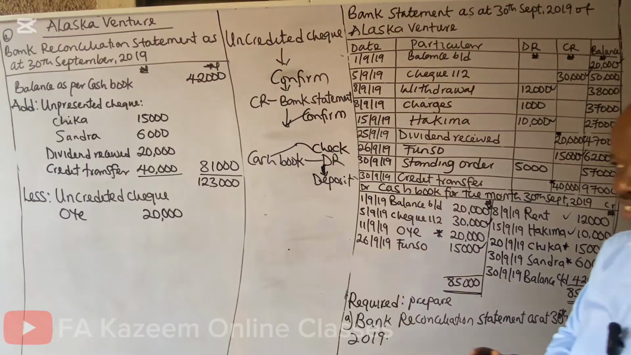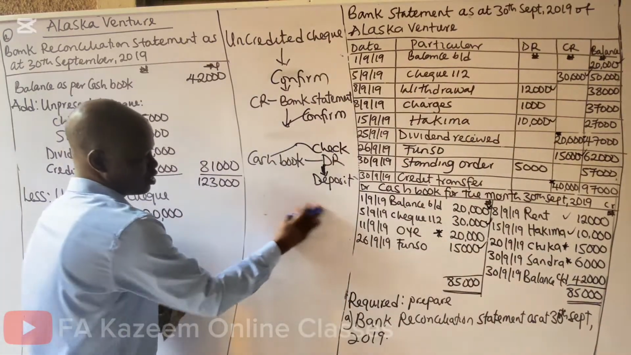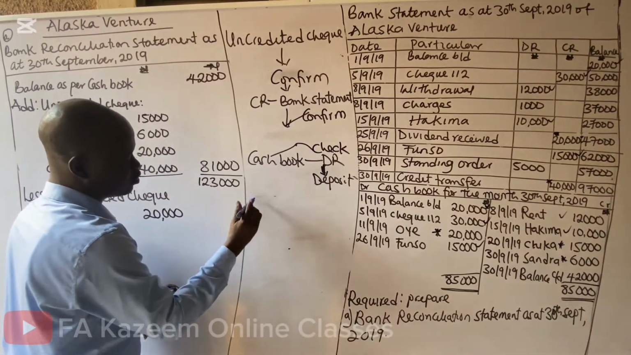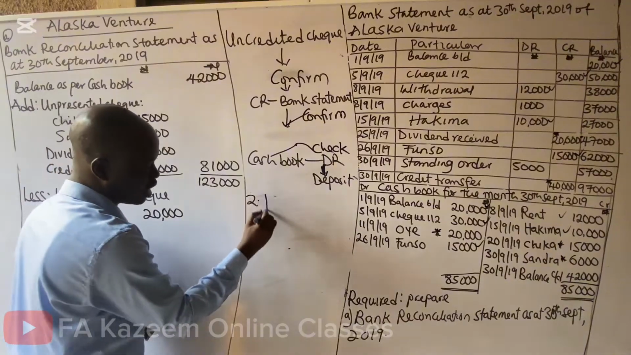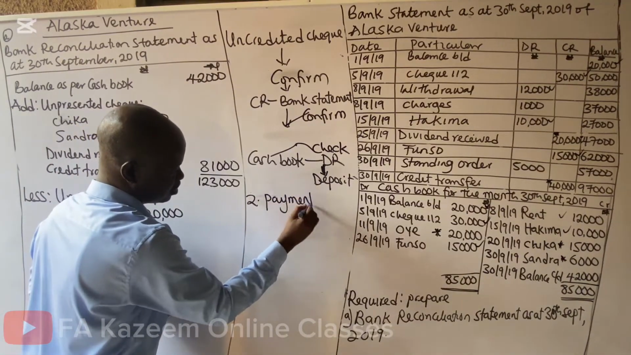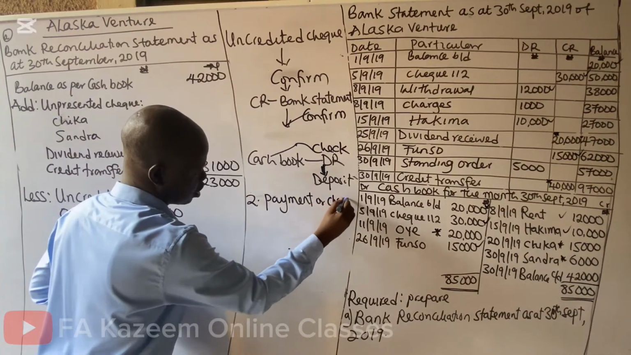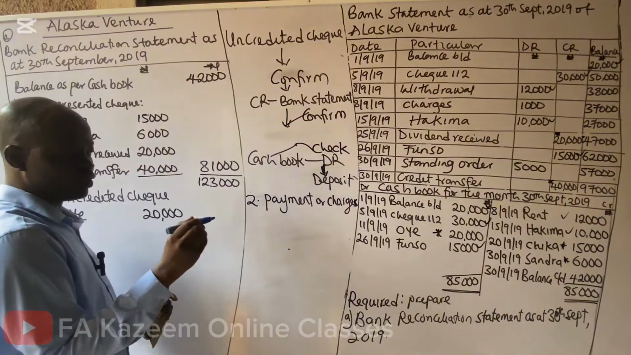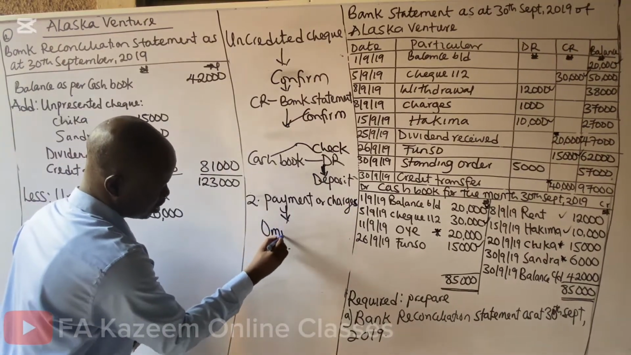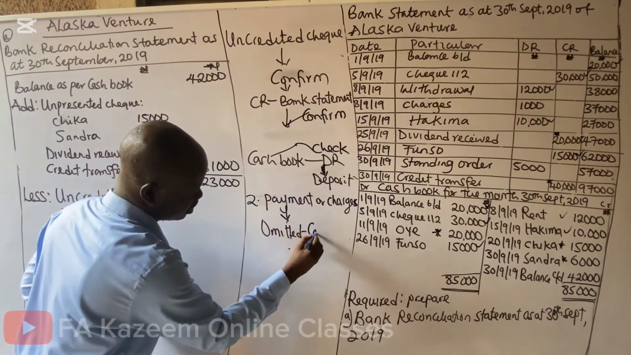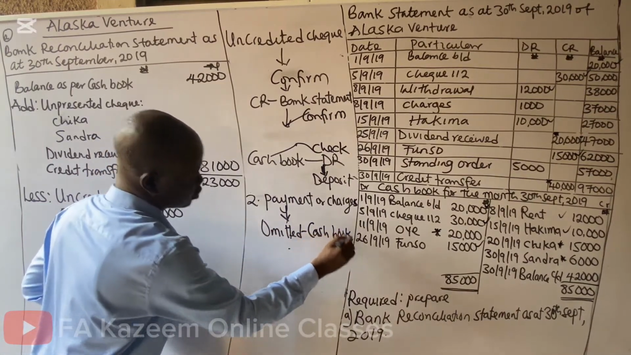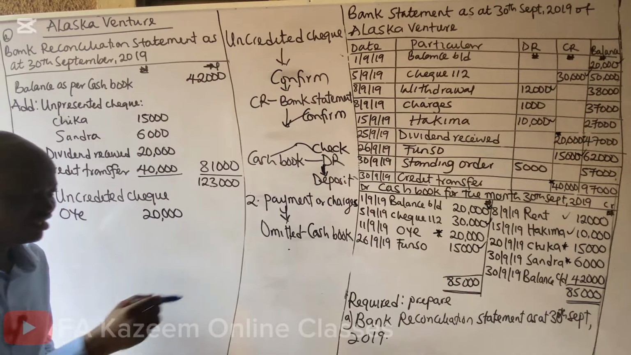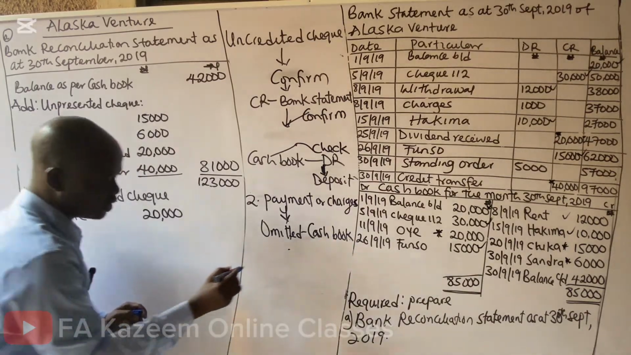After we have done that, we'll look at all payments. This is number 2. What we want to look at is all payments or charges that have been omitted in the cash book. All payments, all that they're supposed to have deducted that the cash book has omitted. How do we do that?